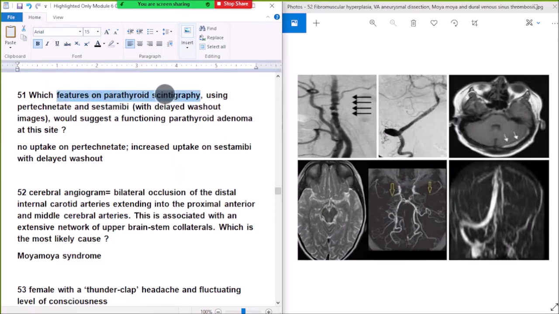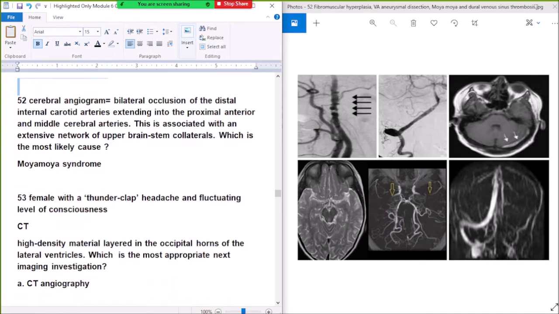51. Which findings on parathyroid scintigraphy using pertechnetate and sestamibi with delayed washout images would suggest a functioning parathyroid adenoma at this site? No uptake on pertechnetate, increased uptake on sestamibi with delayed washout. Functioning parathyroid adenoma has no uptake on pertechnetate and increased uptake on sestamibi with delayed washout.